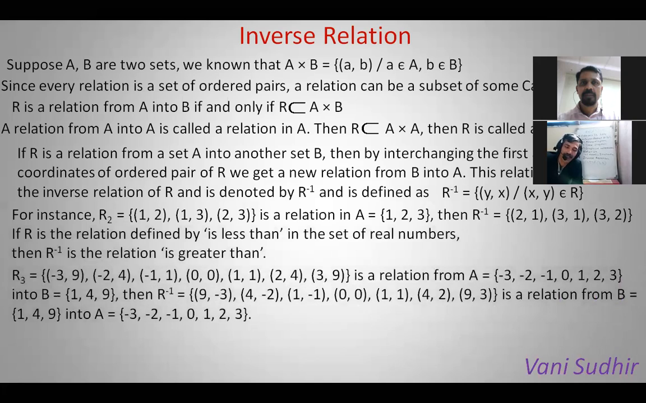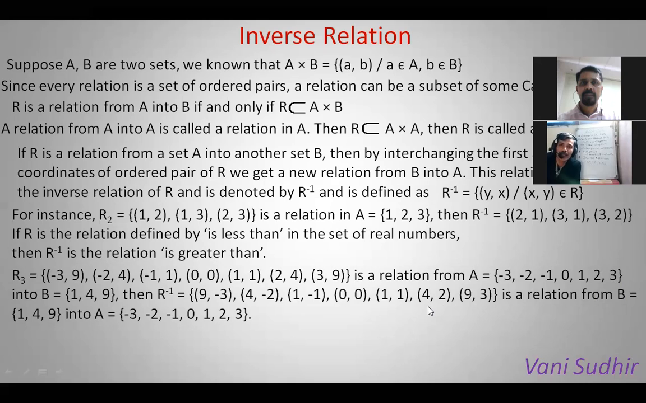Similarly, one more relation. R3 we took, no? How are the ordered pairs there? x is the square root of the y coordinate. If you interchange the ordered pairs, what will you get? (9, -3). The second one, (4, -2), third one, (1, -1), (0, 0), (1, 1), (4, 2), (9, 3).